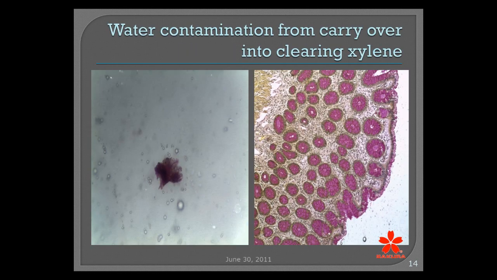This is an example of water contamination from carryover into our xylenes. On the left-hand side, it's a close-up and high magnification of water that's remaining on the slide. And then on the right-hand side, as you see the mucosal layer of the bowel, and you can see all the little black speckling on the lower right of that picture. That is a lower magnification of water carryover.